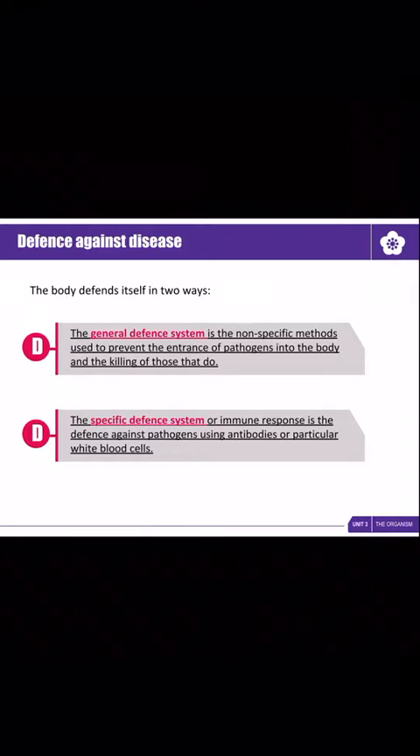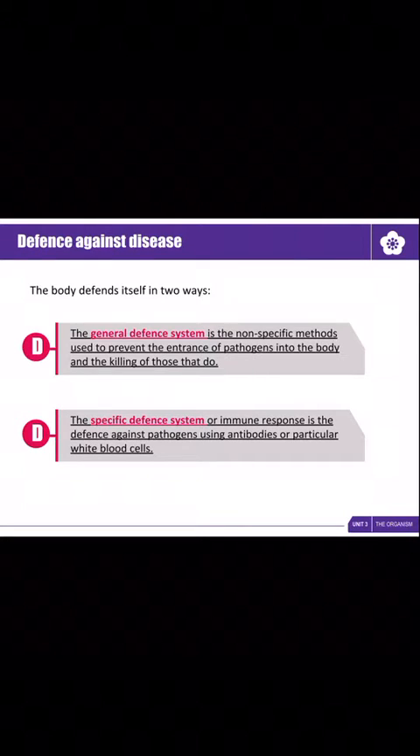So just to recap on what we were discussing in the previous class. The body has the ability to defend itself in two ways. It has something called your general defense system, and these include the non-specific methods used to prevent the entrance of pathogens into the body and the killing of those that do. It's split up into two different levels.